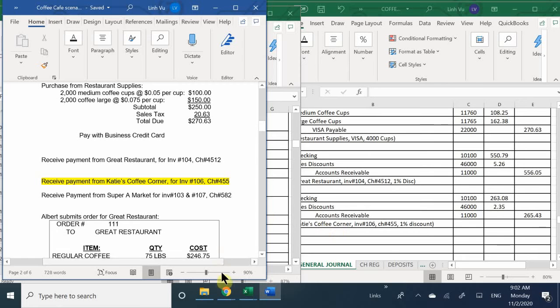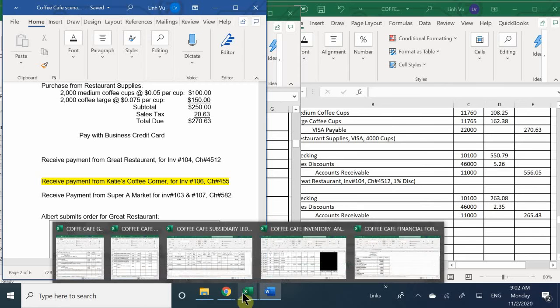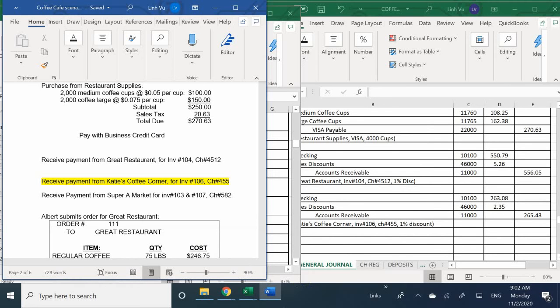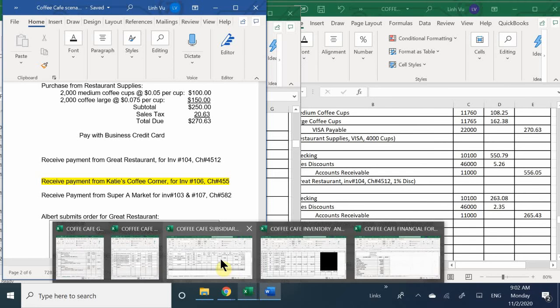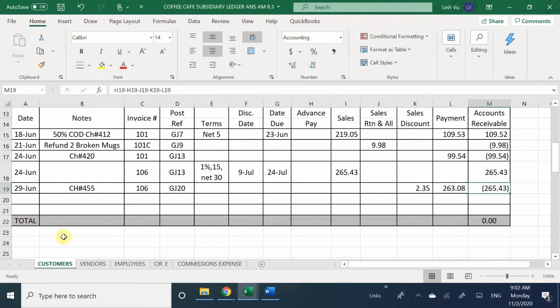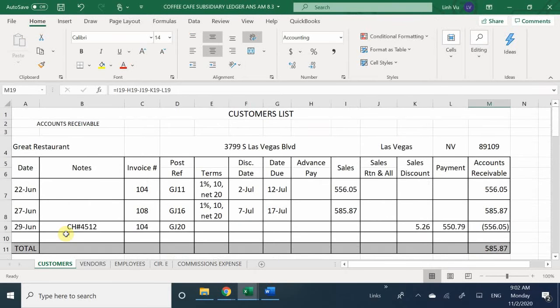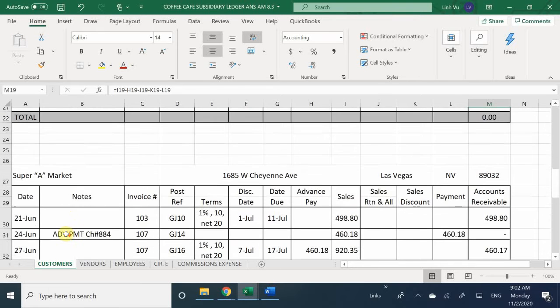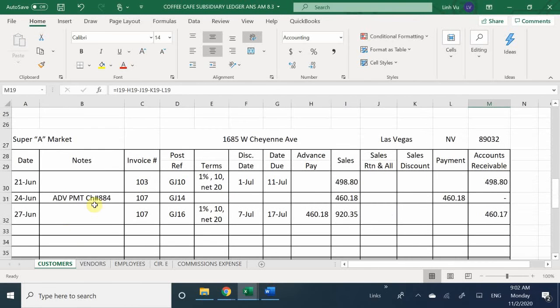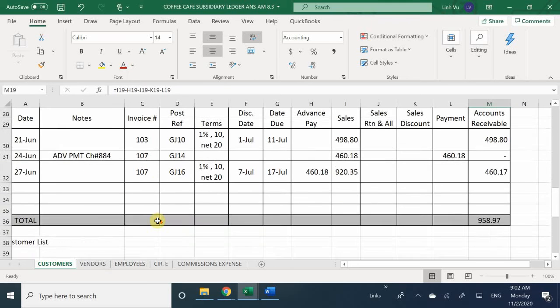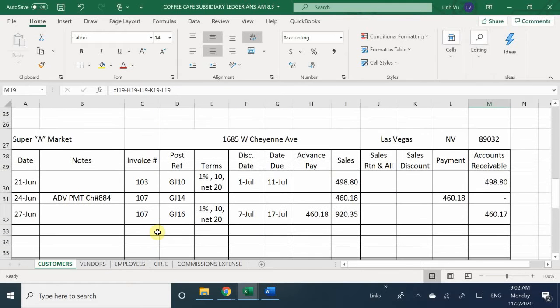Received payment from Super A Market for invoice 103, 107, and wrote a check for check 582. All right. So where do we find the invoices? Subsidiary ledger. Okay. And this is for Super A Market. So Super A. Here you go for invoice number 103 and 107. So pretty much what is the grand total here?